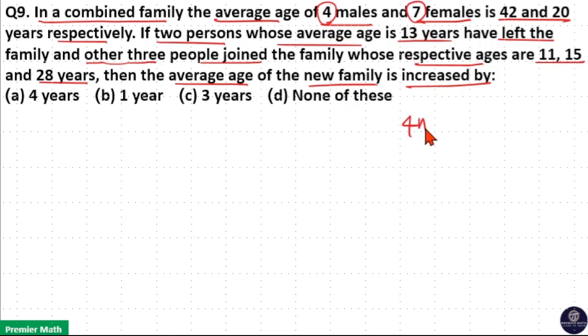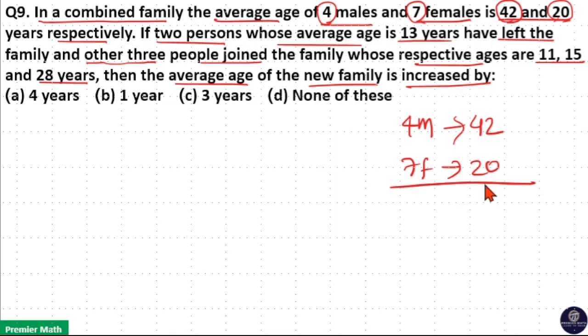For 4 males, 42 is the average age. For 7 females, 20 is the average age. Now, 7 plus 4, 11 is the total members in this family. Now, to find the average age of these 11 people, I will take the common average here. That is, I will write this 42 as 20 plus 22. Now, you can see 20 is common here. So, I will take 20 plus remaining is 22.